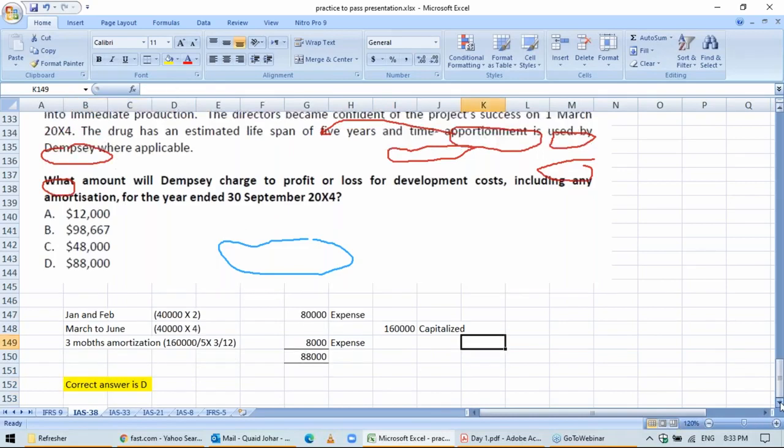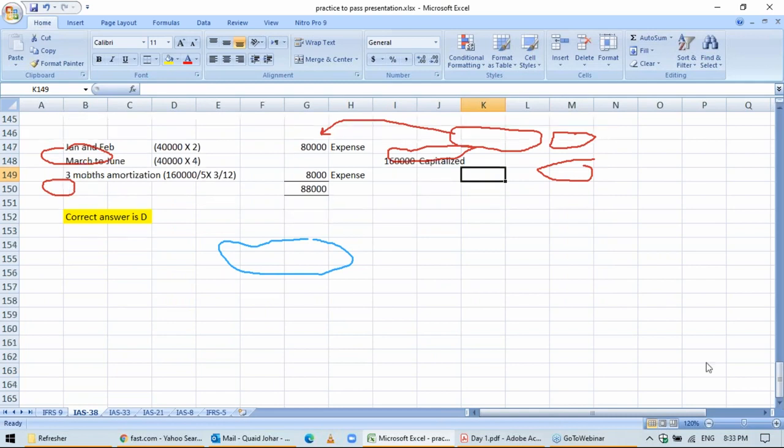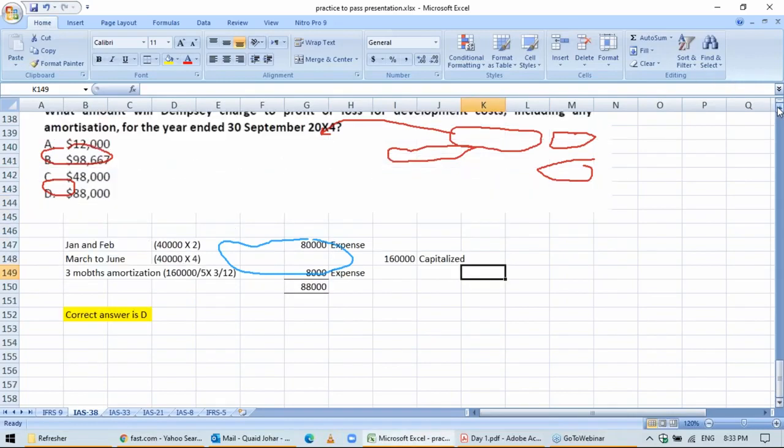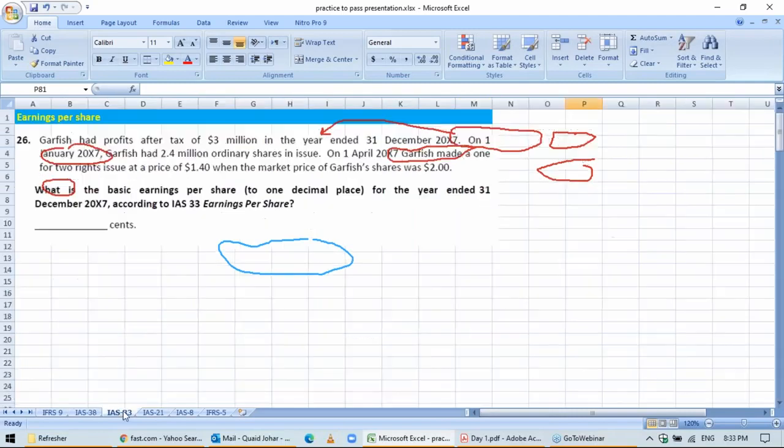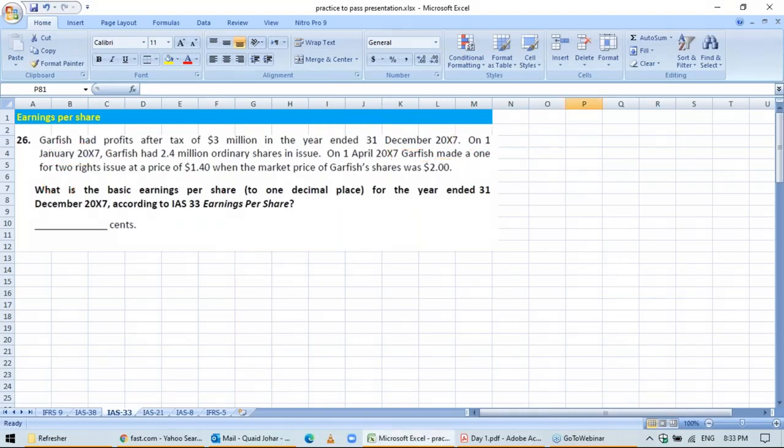Okay, students, let's move on to the next question. So that's the end of IAS 38. Now let's move on to the next standard, which is IAS 33. So earnings per share is the next one. Let's start with the earnings per share standard. Okay, students, please read question 26, and in 2 minutes time I'll be discussing the answer to this question.